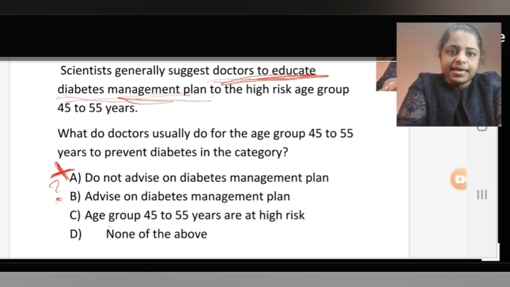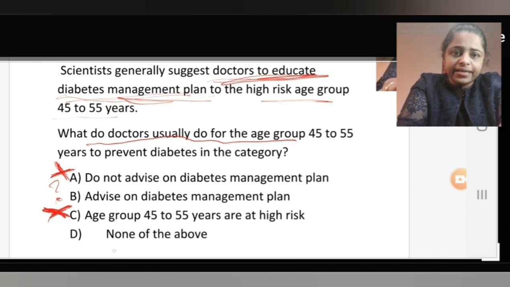Option C says age group 45 to 55 years are at high risk. Yes, it says the high risk age group is 45 to 55 years. But when you come to the question, what do doctors usually do for this age group? That is an irrelevant option, I think, so I'm going to cross that off. And finally, none of the above. I'm just going to put that as a query.